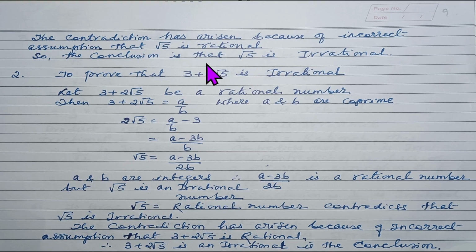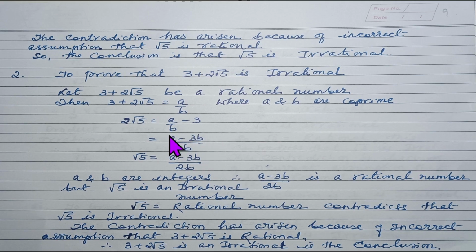Let us assume that it is a rational number. If it is a rational number, then 3 plus 2 root 5 is equal to a upon b, where a and b are co-primes. Now, cross multiplying, I will take 3 to the right side, that is, 2 root 5 is equal to a by b minus 3. Simplify it, it will be (a minus 3b) by b.